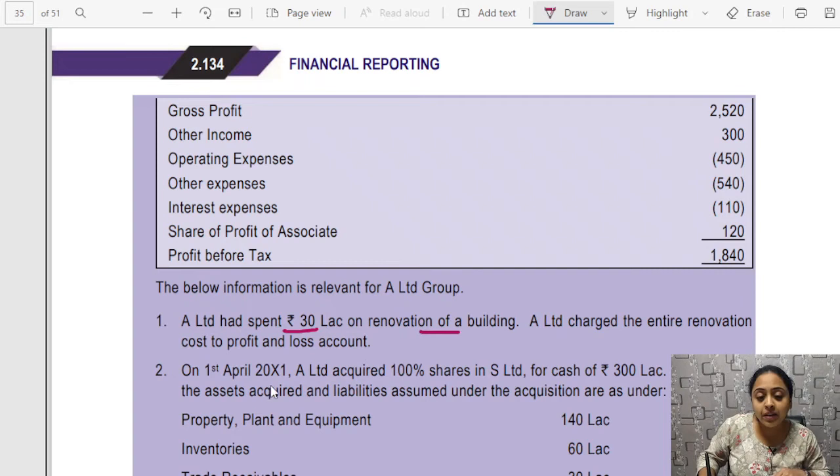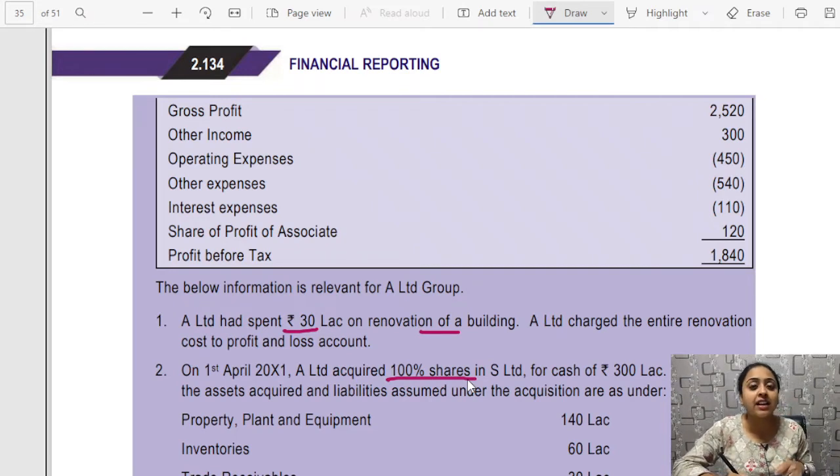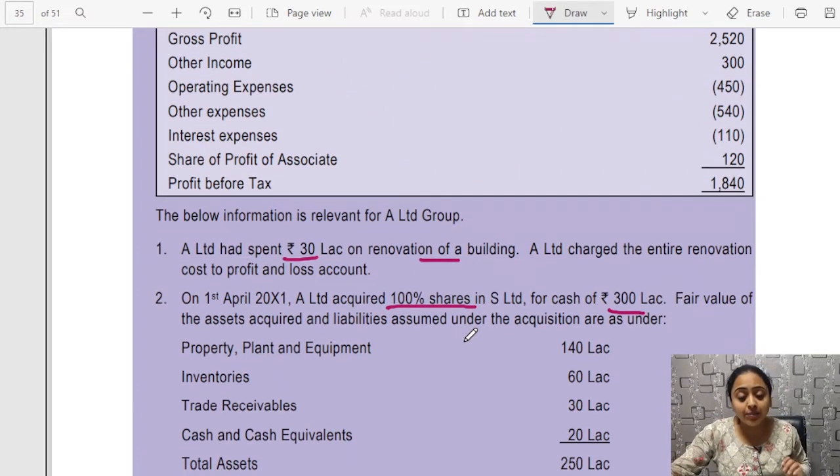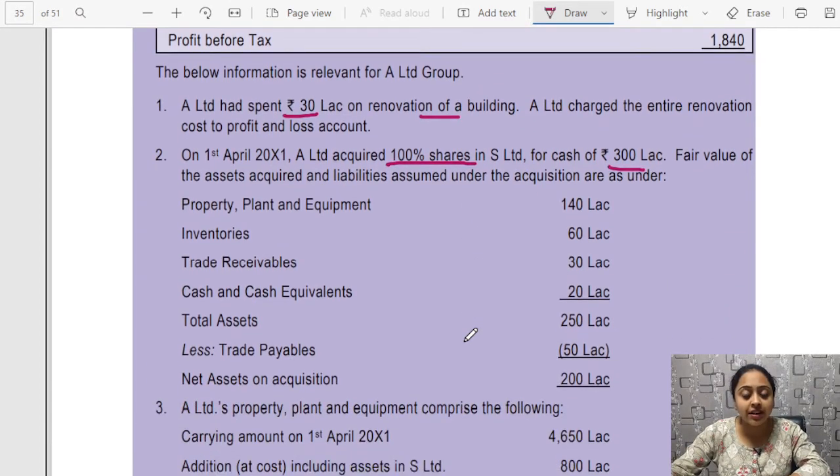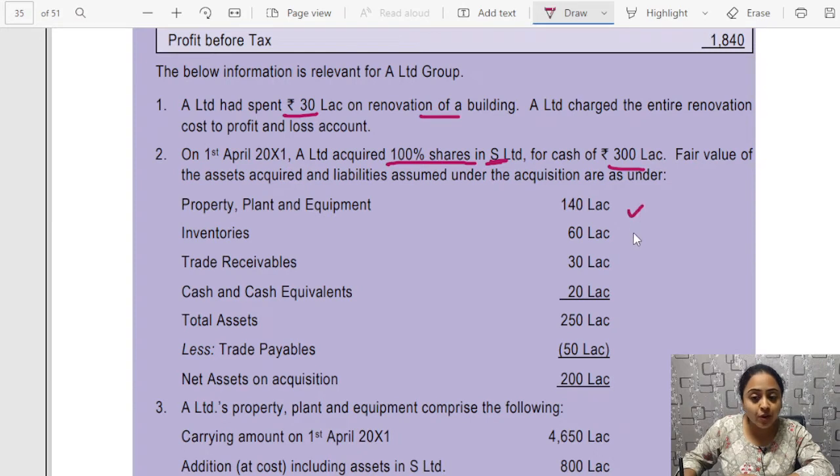On 1st April 2001, A Limited acquired 100% shares. Acquiring 100% shares is investing activity as there has been change in control, for rupees 300 lakh. Fair value of the assets acquired and liabilities assumed under the acquisition are as under. The assets received from S Limited are PPE 140, inventory 60, trade receivables 30, and cash and cash equivalents 20 lakh. So they have received 20 lakh.